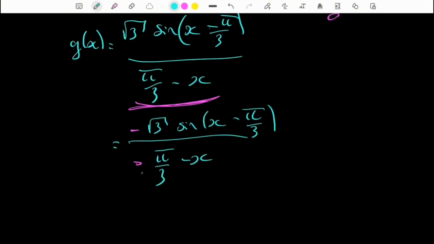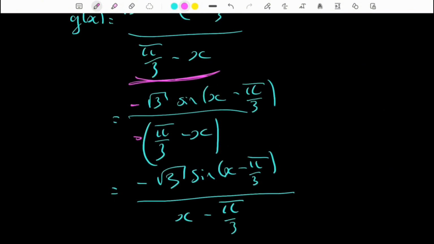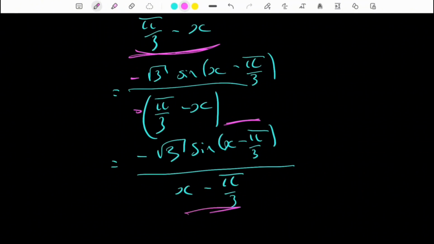And now let's distribute the minus at the bottom to all the bottom, which is equal to minus square root of 3 over, and x minus pi over 3. We now have the same thing here and here. And why do I want to do that?